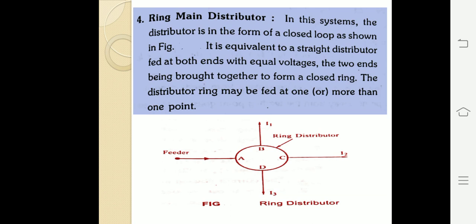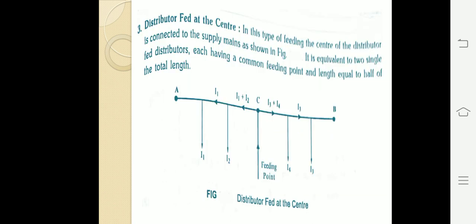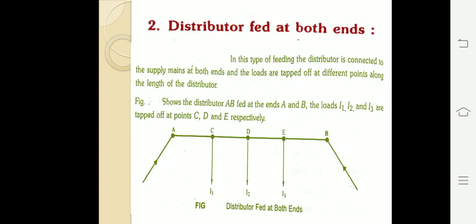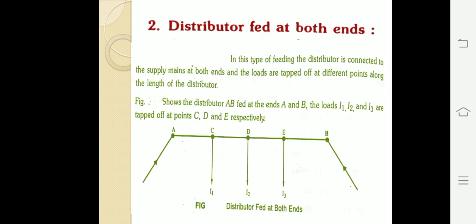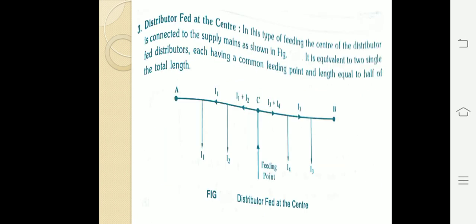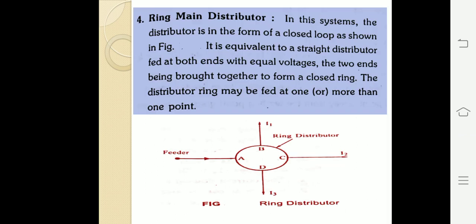By this method we can calculate the voltage drop in the distributors, right? First one is the distributor fed at one end, second is the distributor fed at both ends, that means in that we have equal voltages and unequal voltages. Third one is the distributor fed at the middle, and fourth one is the ring main distributor.